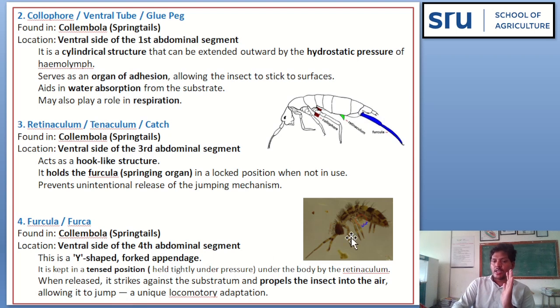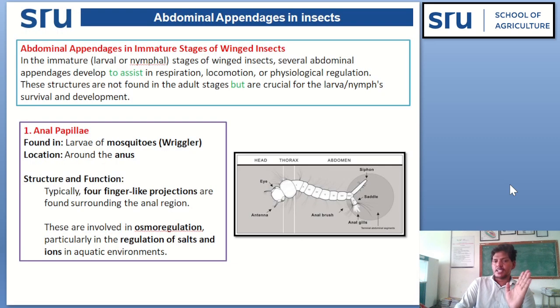So this is the organ which helps this insect to move into the air. That's why the name springtail. It possesses a spring-like structure, that is the furcula or furca. So these are the only abdominal appendages in wingless insects.